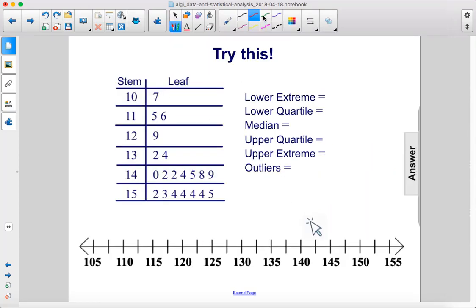Try this. All right, so let's first calculate our median, working from the outside to the inside.